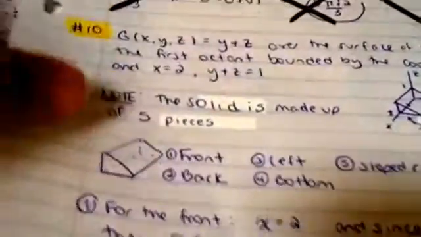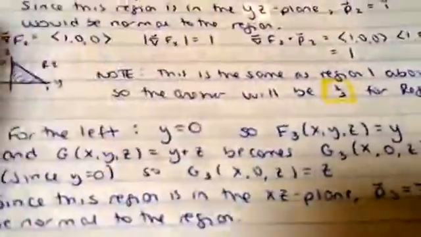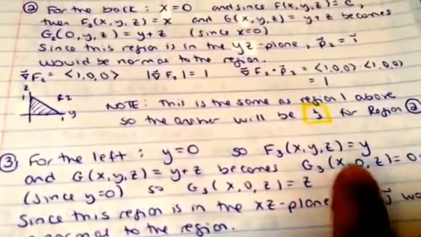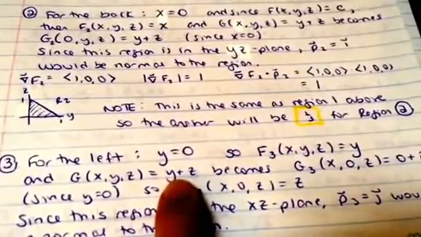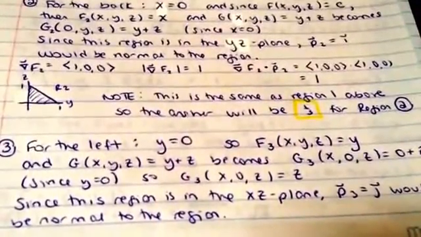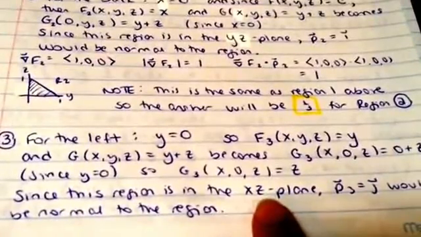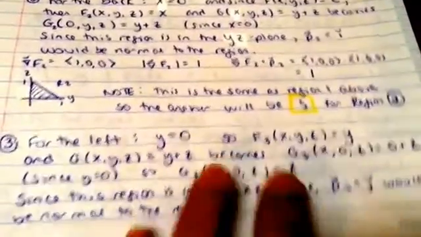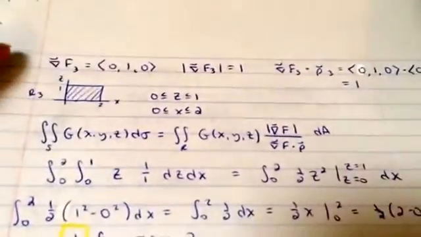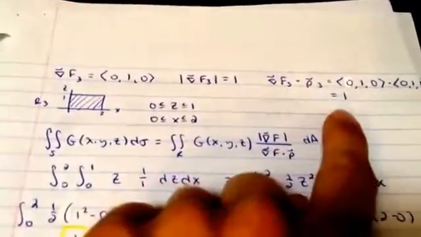All right, now for the left side. If you look at the left side, it's this rectangle here. So the left side, that's where y is 0. So your function is y. Now in place of the y in the g, you're going to put a 0. So that would be z for your g. This region's in the xz plane, so your p vector is going to be j. Then you find your gradient vector, magnitude of the gradient vector, dot product.